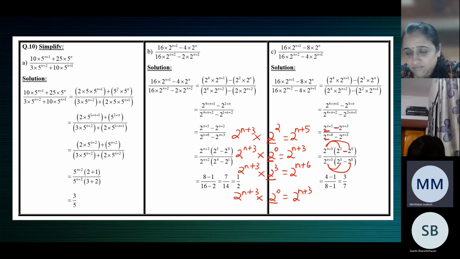And next is, ma'am, if we cancel it, we will be having 2 power 2 minus 2 power 0, ma'am, by 2 power 3 minus 2 power 0, ma'am. So 2 power 2 is 2 into 2 is 4, ma'am, and 2 power 0 is 1, so 4 minus 1 in the numerator, and 2 power 3 is 8, ma'am, because 2 into 2 into 2 is 8, and again minus 2 power 0 is 1, ma'am. So 4 minus 1 is 3, and 8 minus 1 is 7, ma'am. So 3 by 7 is the total answer, ma'am.